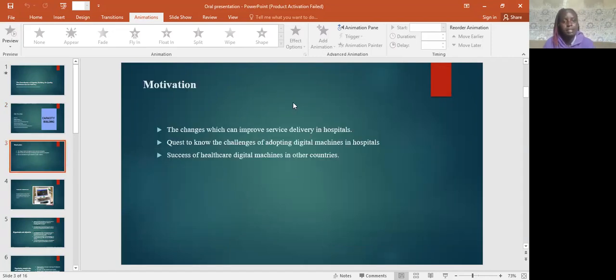What motivated me to do this kind of research and this topic is about the changes which can improve service delivery in hospitals, because I have seen at Ololunga District Hospital that the kind of service delivery over there is not good. So I wanted to see what are some of the changes which can be made so that the patients can get high quality services.